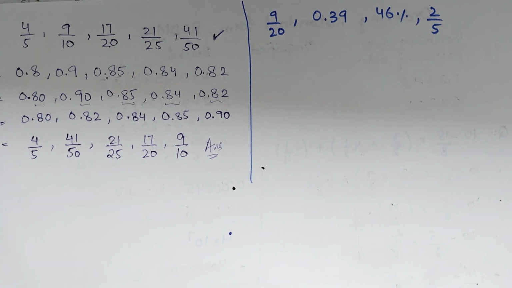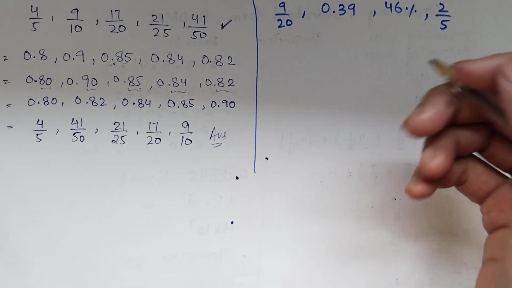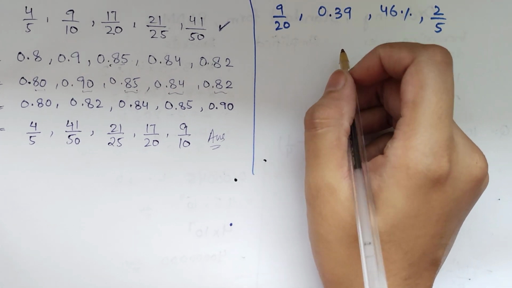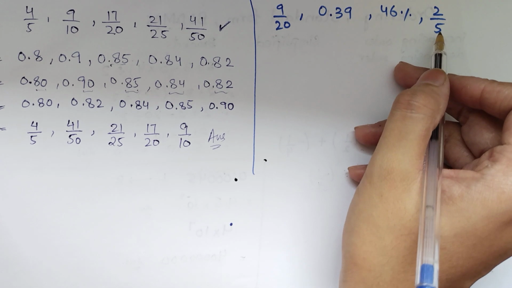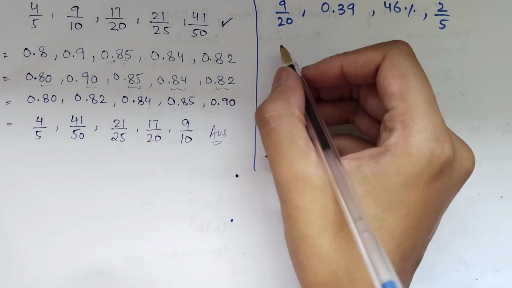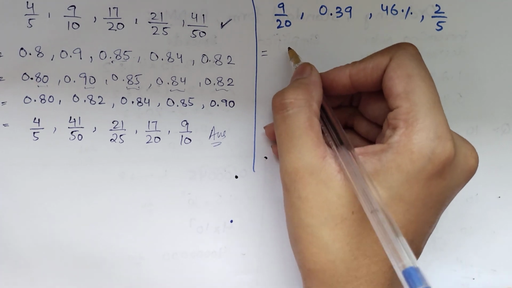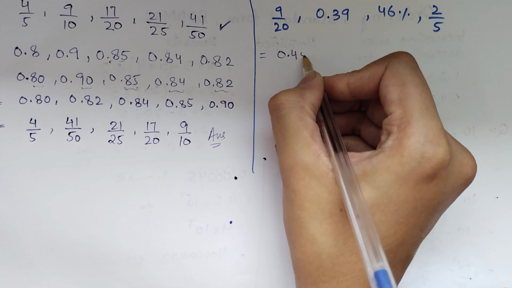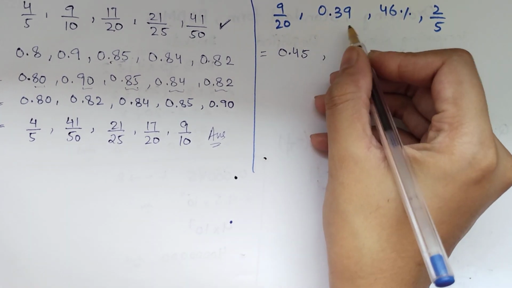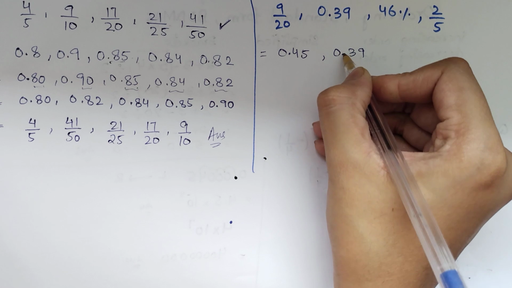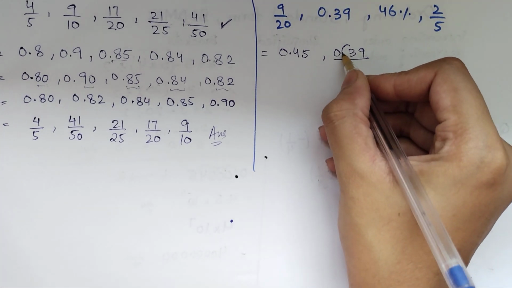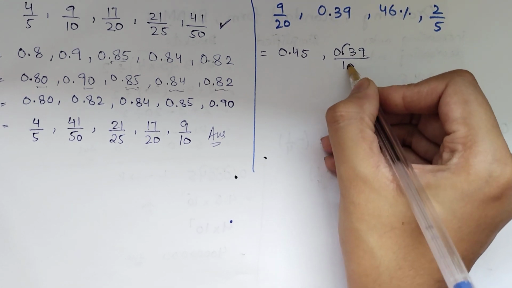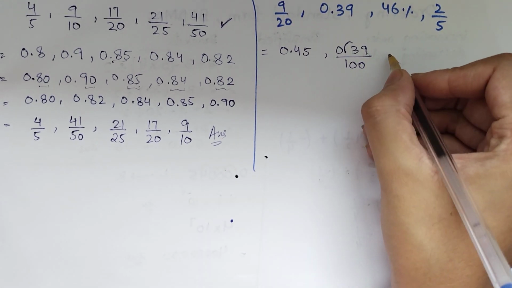Okay, let's see another example. You have to again put these numbers in an order starting with the smallest. First you have to convert all these numbers into decimal form, so you can judge easily what these numbers are. 9 by 20, when you divide 9 by 20, becomes 0.45, and for 0.39 I am removing the point; below the point I write 1, and the numbers after the point are 2, so I'm writing 2 zeros in the denominator.